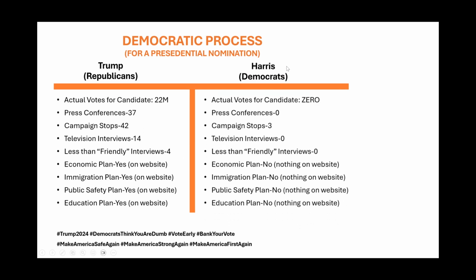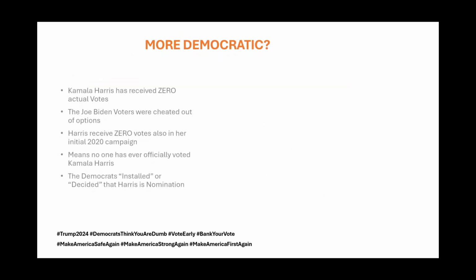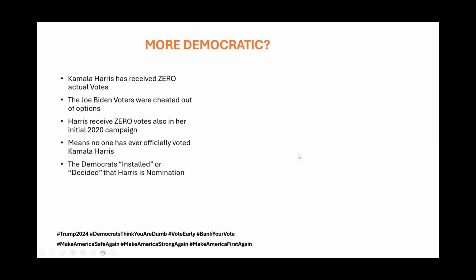Harris and the Democrats, little different process. No votes for the candidate, no press conferences, no friendly interviews, no less than friendly, and an economic, immigration, public safety, and education plan that's not even on the website yet. And we're so close to election, the policies haven't even been put out. What's more democratic within the system?